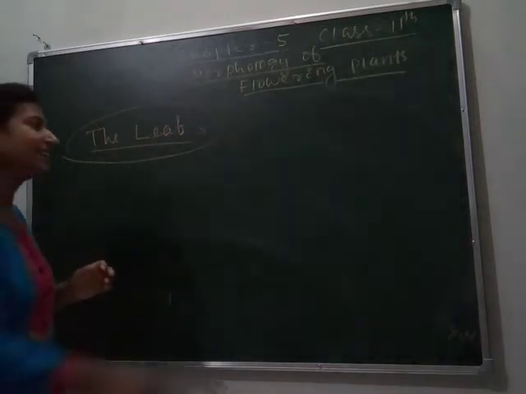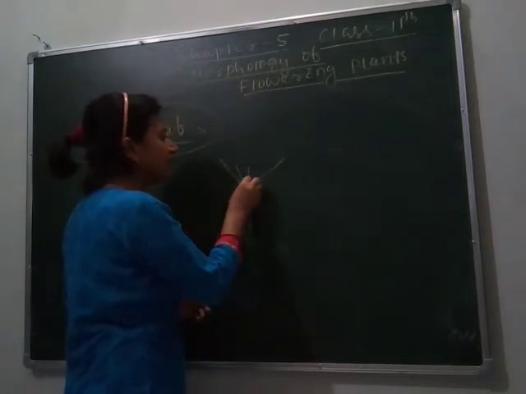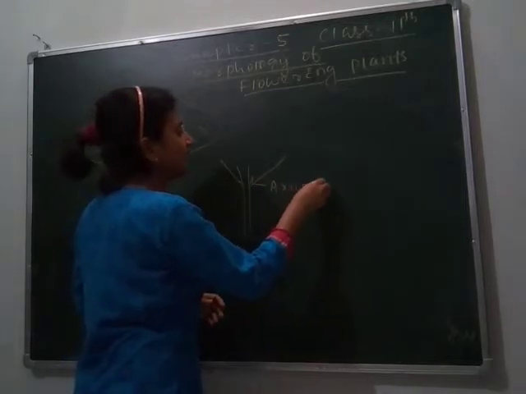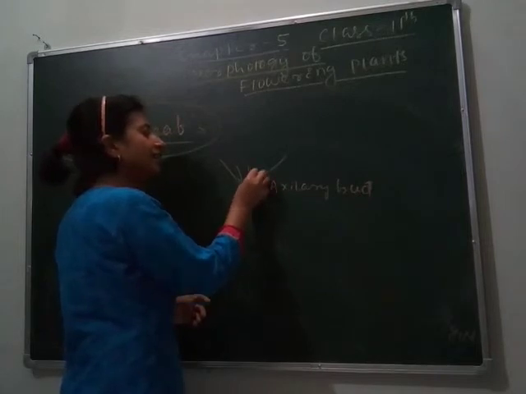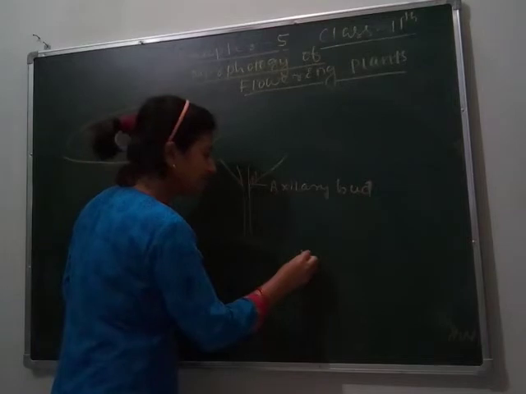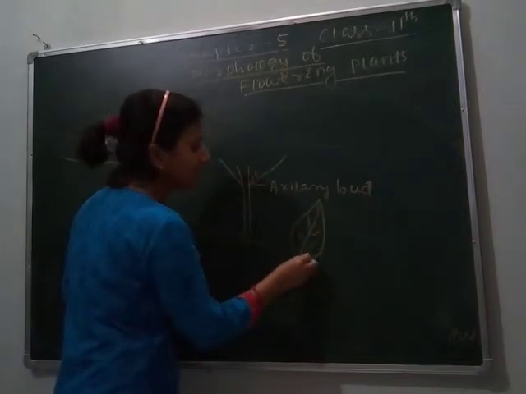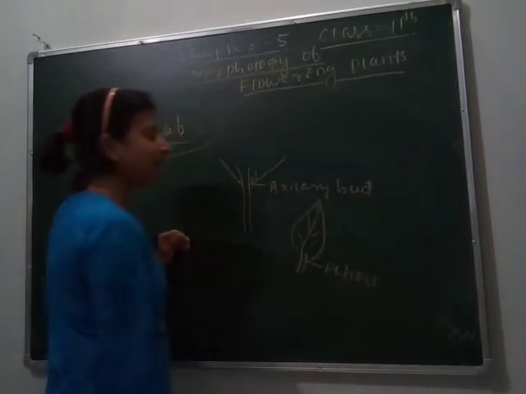So let's start with the leaf. A leaf is formed from the axillary bud. Suppose this is a plant, this is the stem, here is the axillary bud. This part is the axillary bud, and the axillary bud gets converted into a leaf. And here I am showing you a leaf. This part is called the petiole.